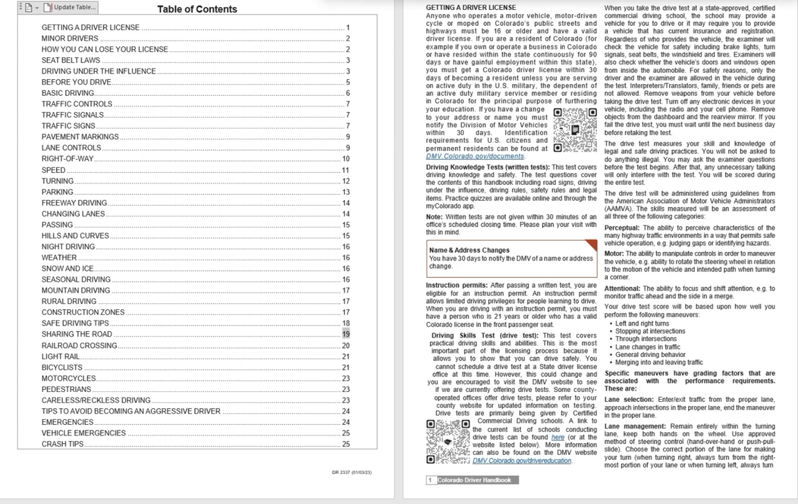Sharing the road, 19. Railroad crossing, 20. Light rail, 21. Bicyclists, 21. Motorcycles, 23. Pedestrians, 23. Careless and reckless driving, 23. Tips to avoid becoming an aggressive driver, 24. Emergencies, 24. Vehicle emergencies, 25. Crash tips, 25. DR 2337, January 3, 23.